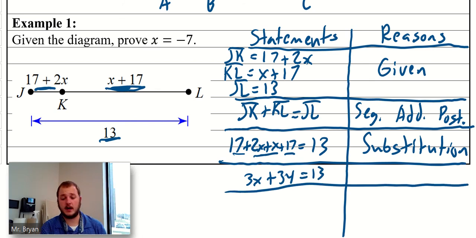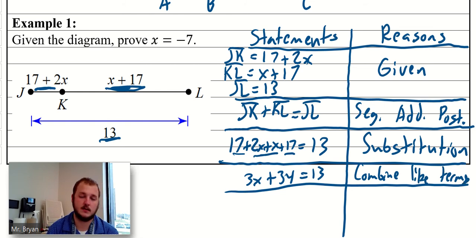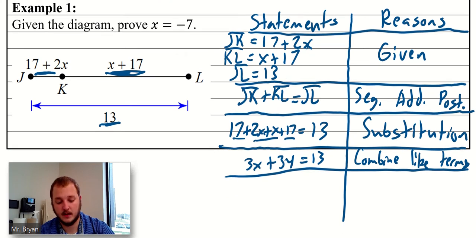Okay, what's my reasoning behind that? How do I know that? Well, I have like terms on the same side of the equation, and I just combine them. So that's just combining like terms. This would not be the addition property. Remember, addition property only works when I'm adding something to both sides of the equation. So combine like terms will do just fine. And then we'll continue to scroll down here.